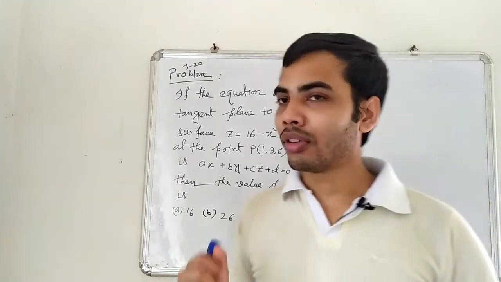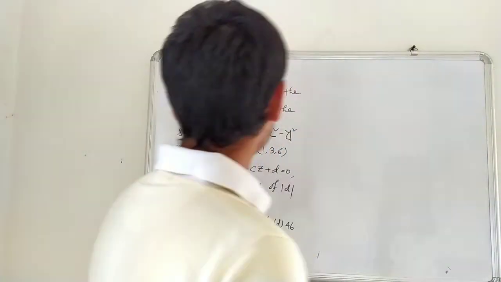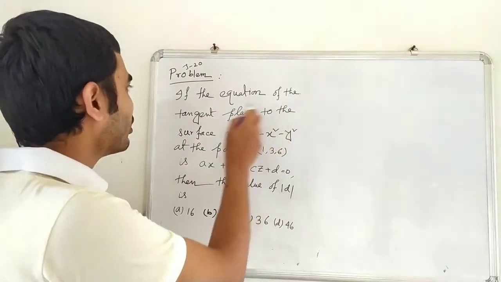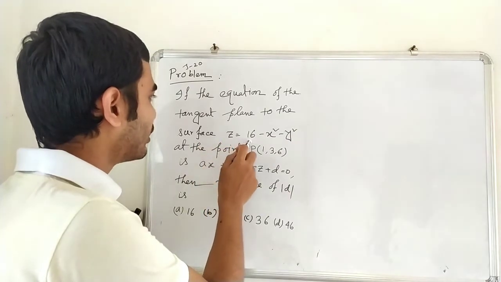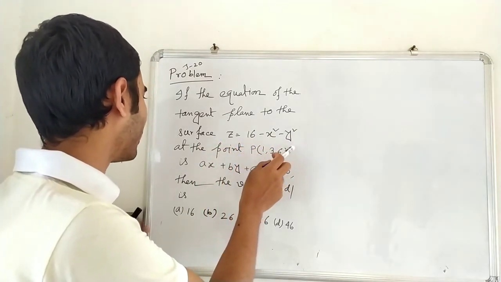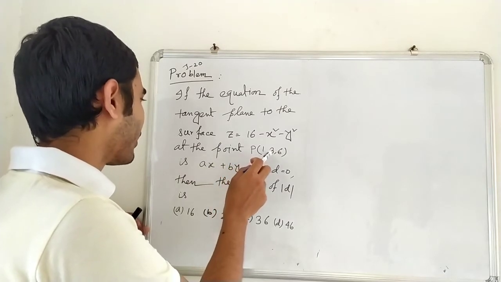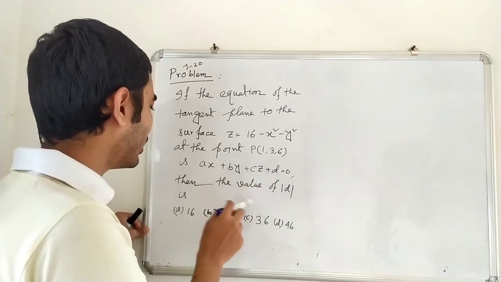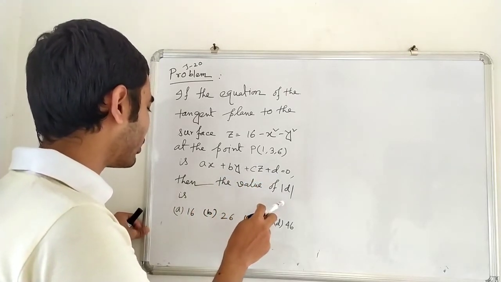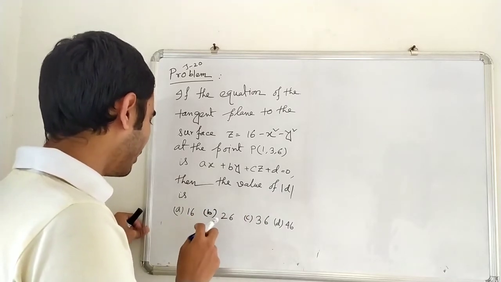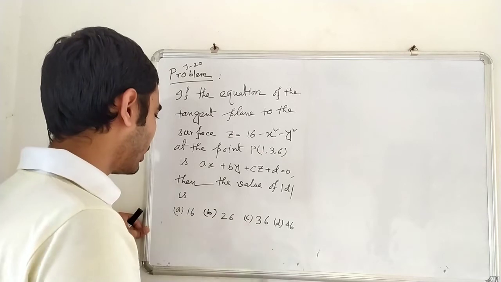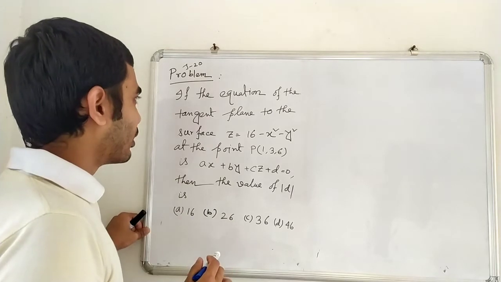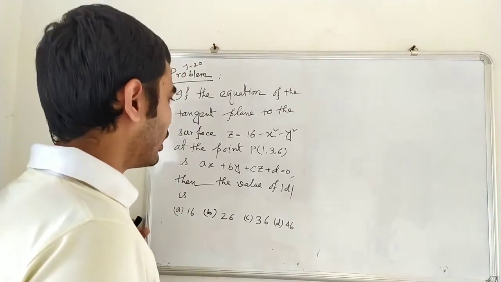Okay, so this problem was also asked in JAM 2020. The given problem is: if the equation of the tangent plane to the surface z equal to 16 minus x square minus y square at the point P of 1, 3 and 6 is ax plus by plus cz plus d equal to 0, then the value of modulus of d is: option A 16, option B 26, option C 36 and option D 46. So this is a problem on the concept of the tangent plane. Let's try to solve it.